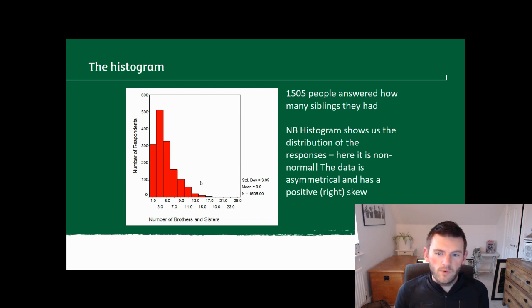When we use that term, it tells us about the direction of it. Is it the higher values that have this tail at the end, or is it the lower values that have this tail at the end?